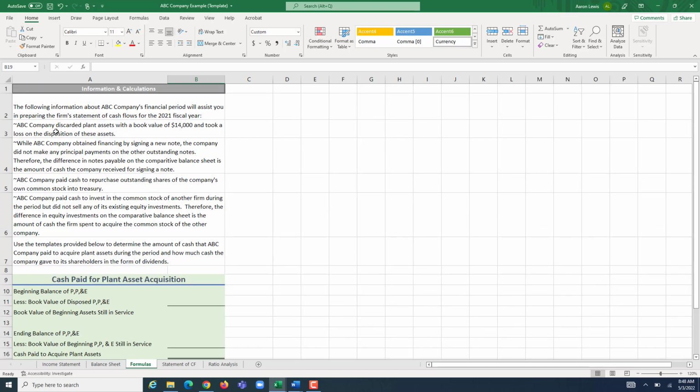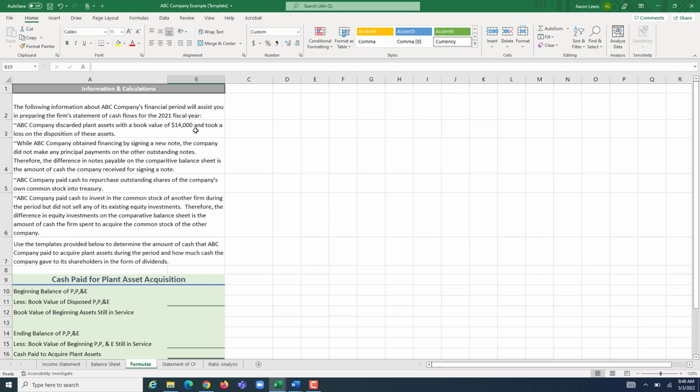Well, we know ABC Company discarded plant assets with a book value of $14,000 and took a loss on the disposition of these assets. So they threw out an asset that their book said was worth 14 grand. If they threw it out, they got 0 for it. So they took a loss in total of $14,000 on their income. That $14,000 would have reduced net income, but it wouldn't reduce cash flow.